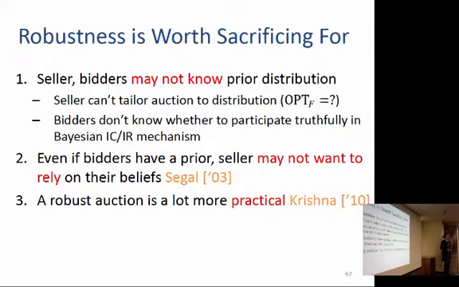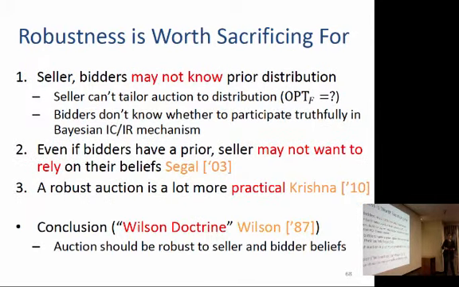And also, it's just a lot more practical, right? If you have an auction that you can reuse in different scenarios, and you don't have to spend resources learning the environment every time you reuse it, then it's more practical. This is known as Wilson's doctrine. It's named after Bob Wilson and other economists who called for the field of mechanism design to steer away from these very detail-dependent mechanisms and look at mechanisms that are more robust to seller and bidder beliefs. Okay, anybody want to challenge this?